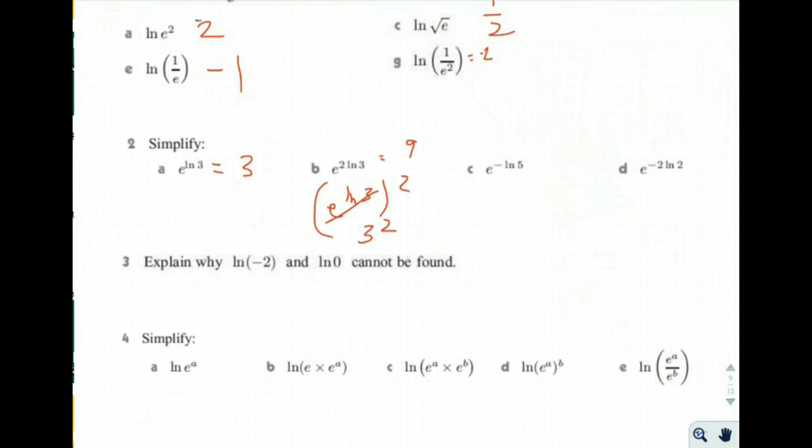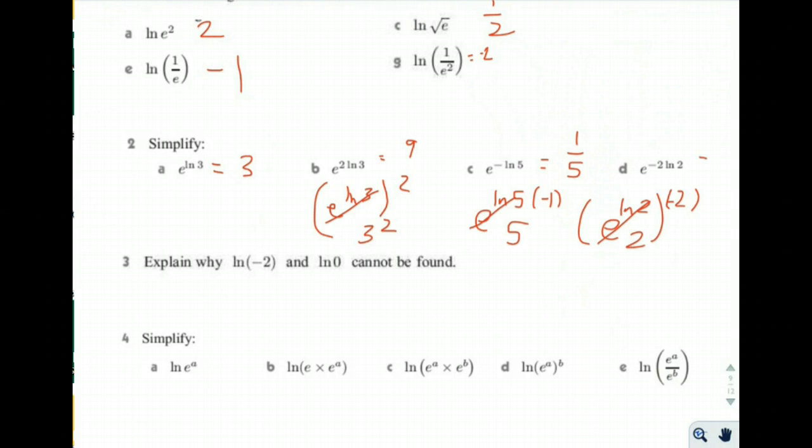E to the negative log 5. So you can rearrange these. You have e to the log 5, and then you put -1 afterwards. So this is just 5. So it's 5 to the -1, which is 1/5. E to the -2 log 2. So you can rearrange it. You could have e to the log 2 to the -2. And then e to the log 2 is just 2. So it's 2 to the -2, which is the same as 1/4.